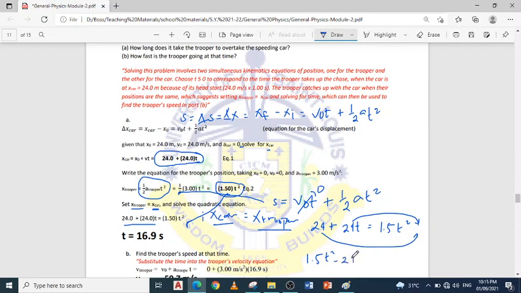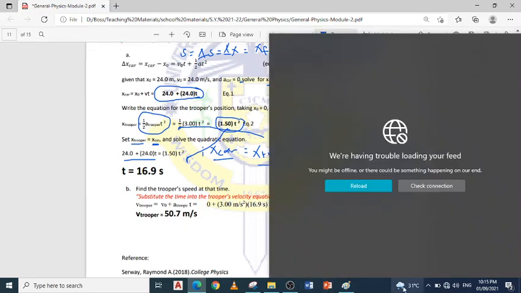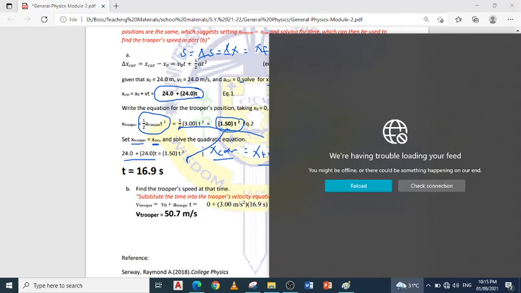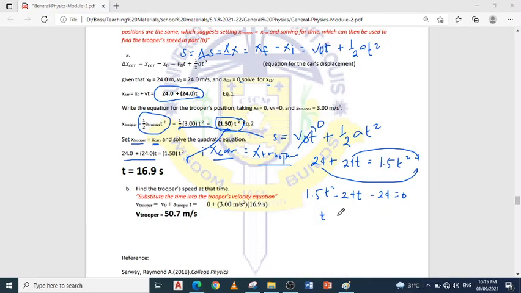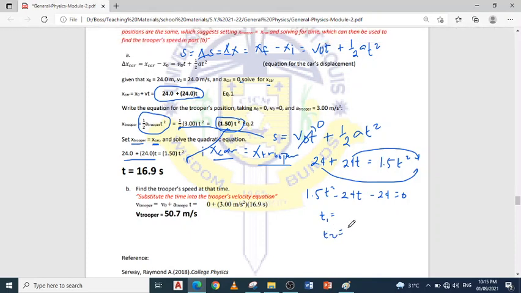Minus 24t minus 24 equals 0. Since it is quadratic, we have two times, T1 and T2. By using your calculator, set up the equation 1.5t squared minus 24t minus 24.